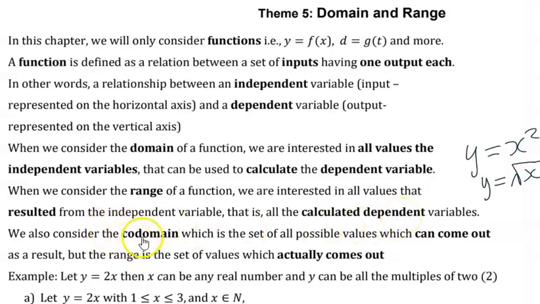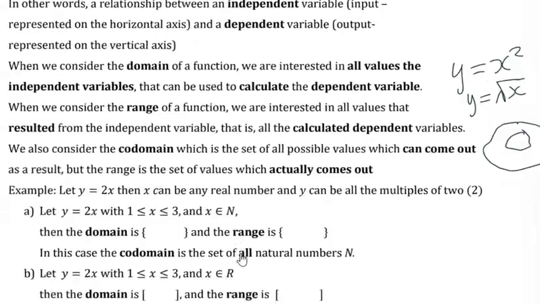We also have a codomain, and the codomain is just the set of all possible values which can come out as a result. But the range is that specific set of values which actually comes out. So if I have a codomain, then the range is most often just inside the codomain. So let us look at some examples.